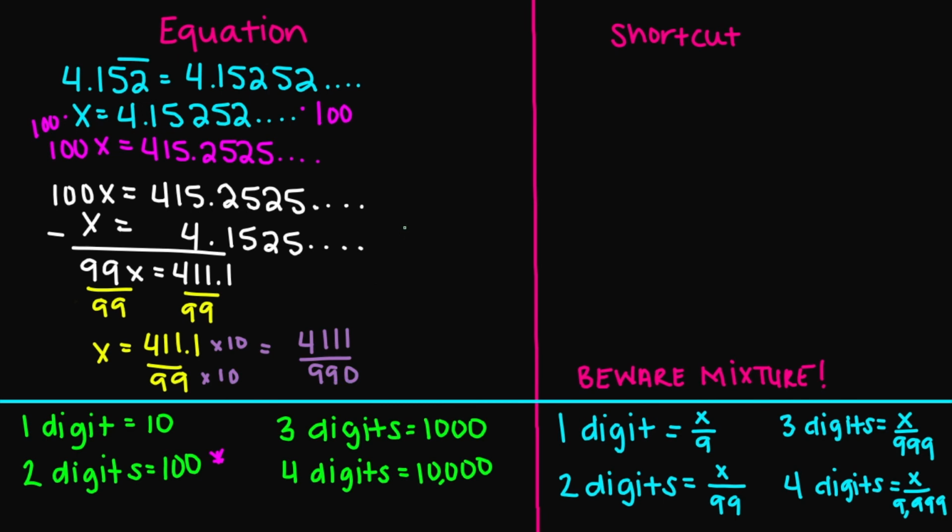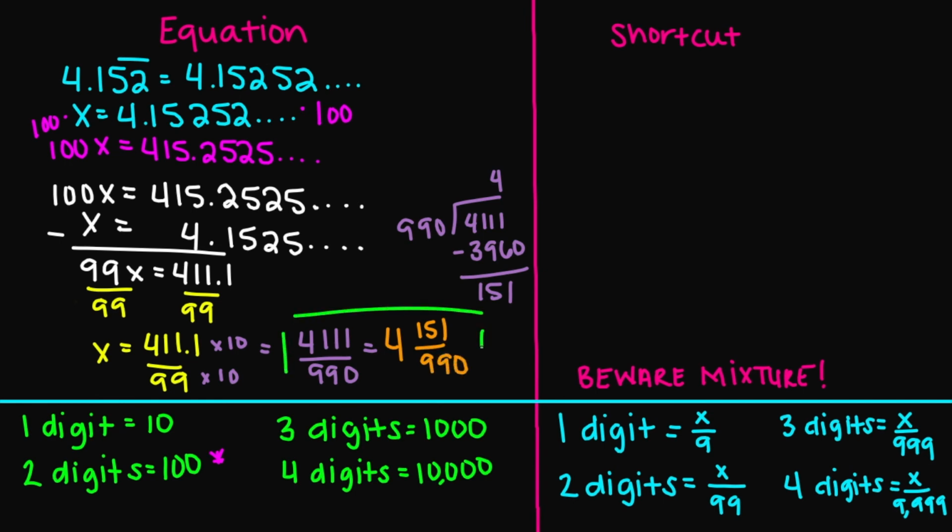Since I have an improper fraction, let's go ahead and convert this to a mixed number. 990 goes into 4,111 four times. 990 times 4 is 3,960. When you subtract 4,111 minus 3,960, you're going to get 151. So if you convert into a mixed number, you're going to get 4 and 151 over 990. And this is your final answer here.